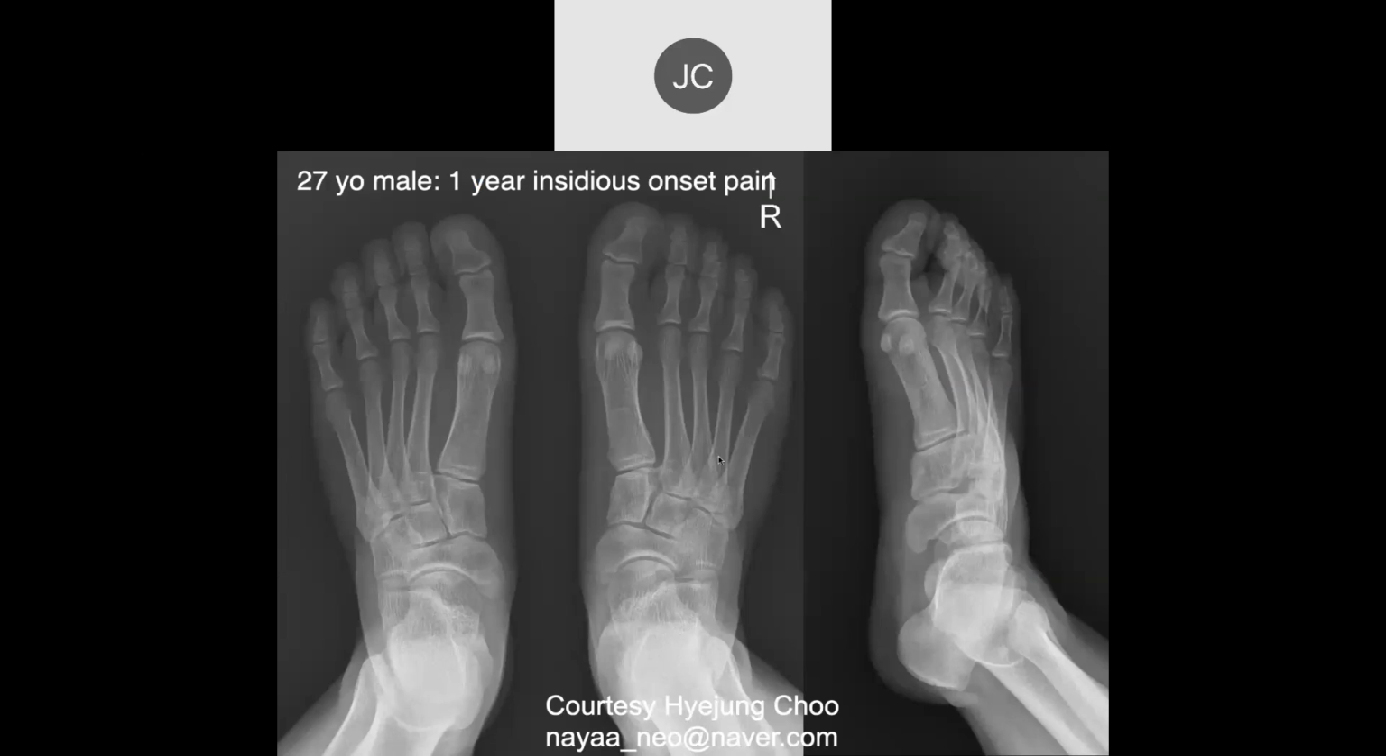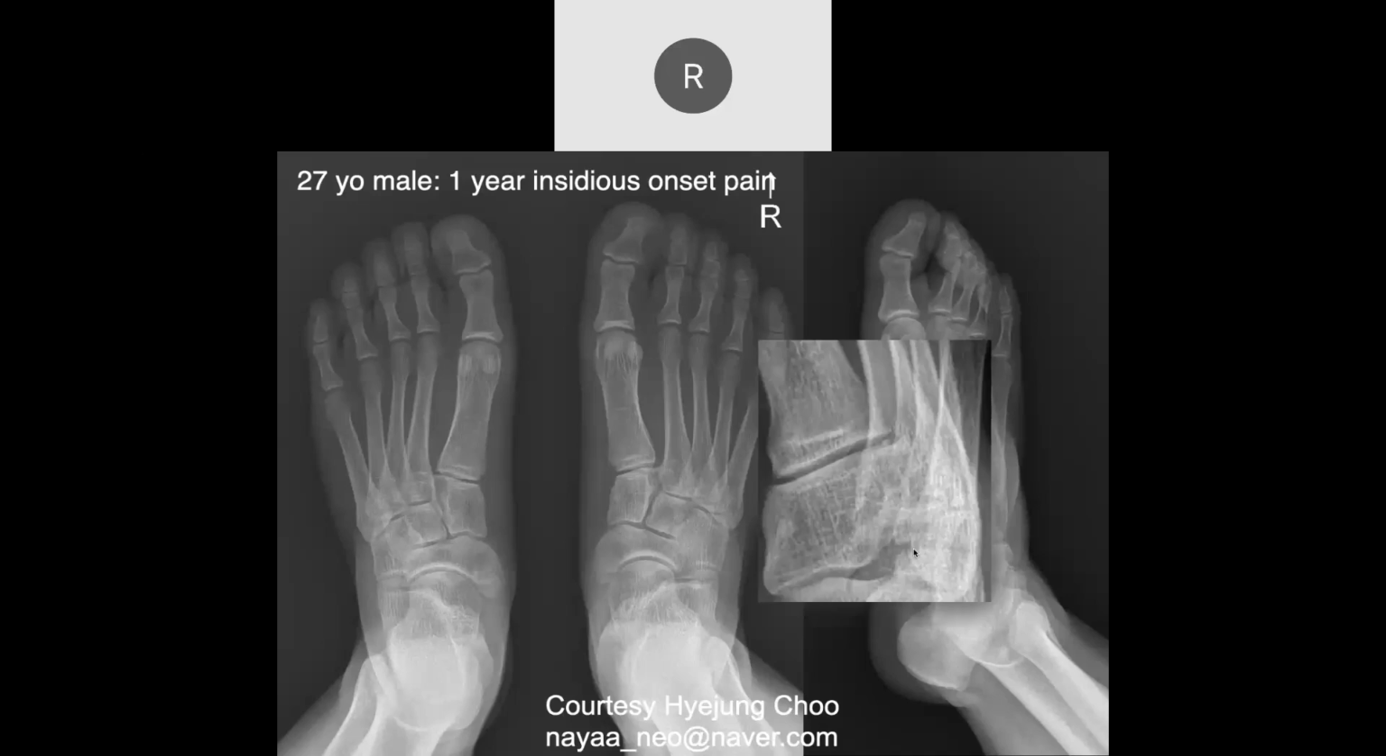All right, so we have a 27-year-old with one year of insidious onset pain. The only thing that stands out is that the navicular bone has an os navicularis. Bring that in there. So we're looking at it here.